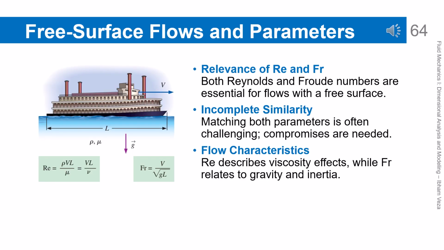Free surface flows and parameters. For free surface flows, both the Reynolds number and the Froude number are important. The Reynolds number represents viscous effects, while the Froude number represents the ratio between inertial and gravitational forces. In many cases, matching both numbers at the same time is very difficult, or even impossible. Therefore, compromises are often required depending on which phenomenon is most dominant. This shows the practical limitations in physical modeling.